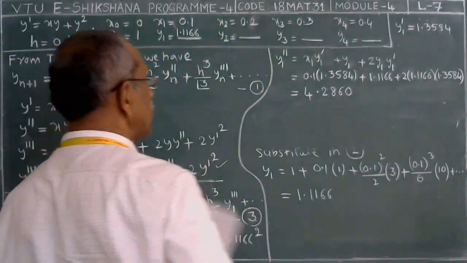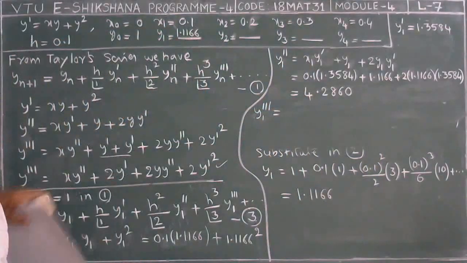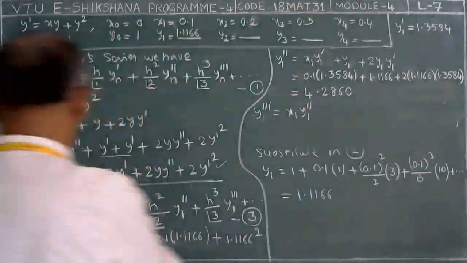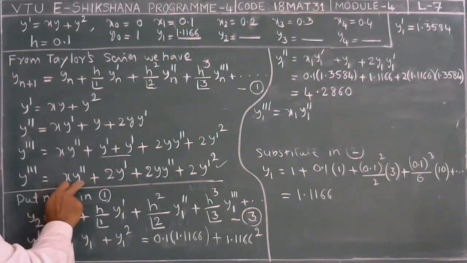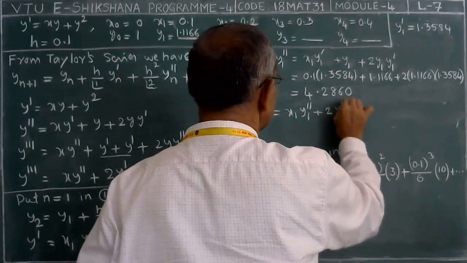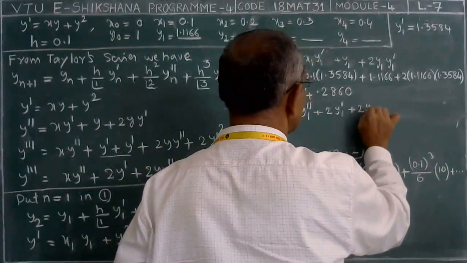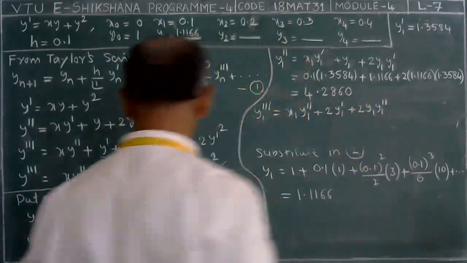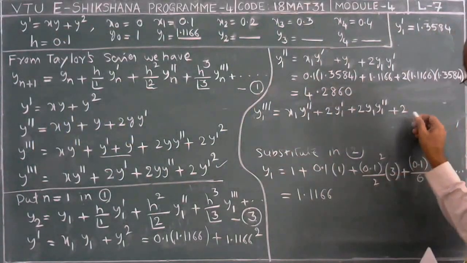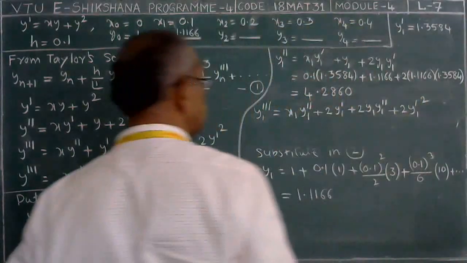Now lastly, y1 triple dash. So I need to compute now y1 triple dash, and this is x1 y1 double dash plus 2 y1 dash plus 2 y1 dash plus 2 y1 double dash plus 2 y1 dash square. Now let me substitute the values.